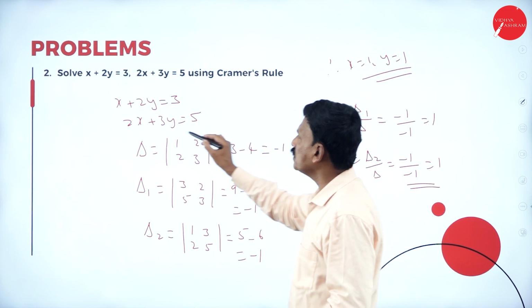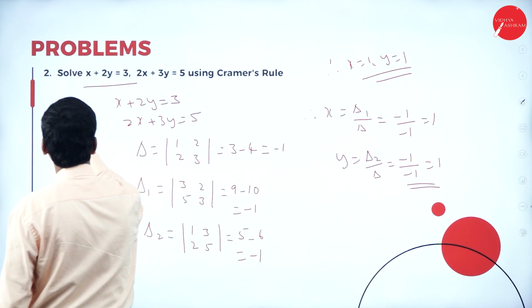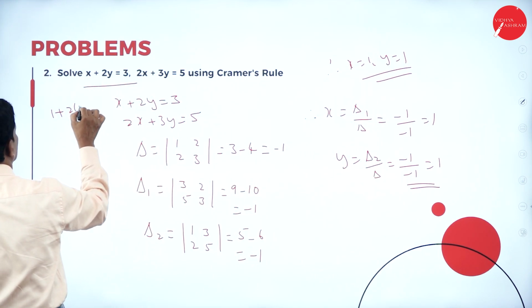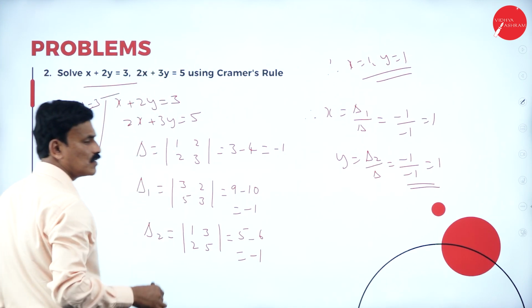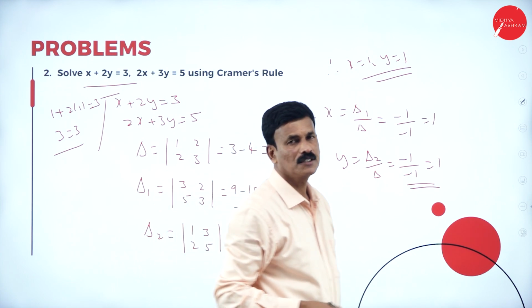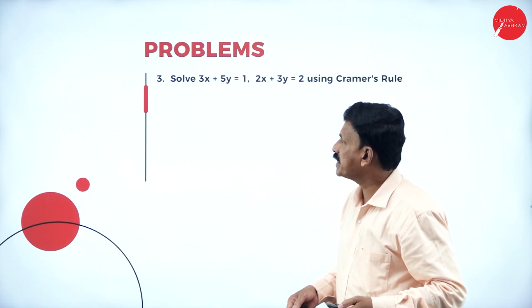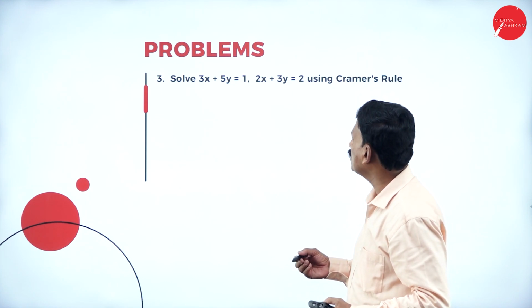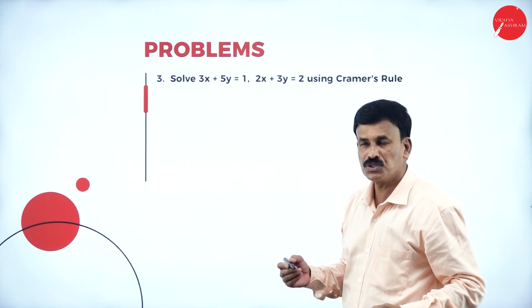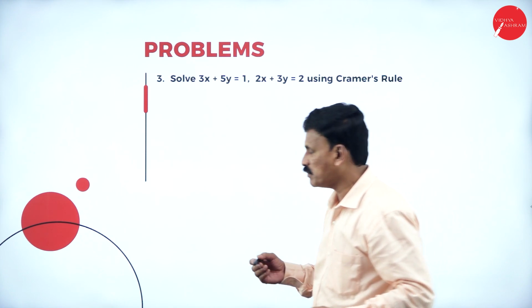If you want to verify, put x is equal to 1 here, 1 plus y is equal to 1, that is 3 is equal to 3. The solution is correct. That's it. Now, let's come to the next problem. Similar type problem. Solve 3x plus 5y is equal to 1, 2x plus 3y is equal to 2 using Cramer's rule, that is determinant method.